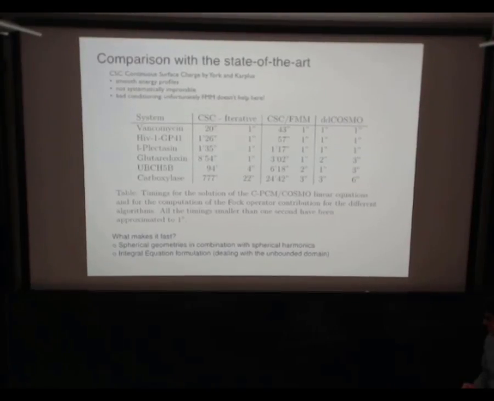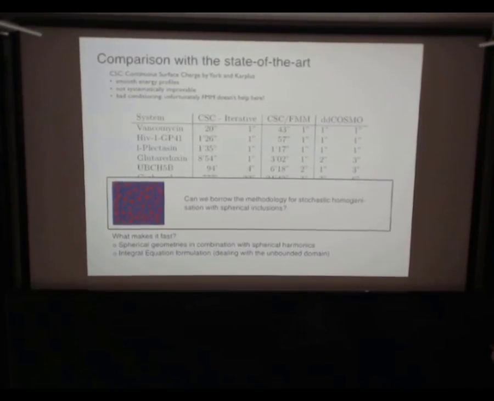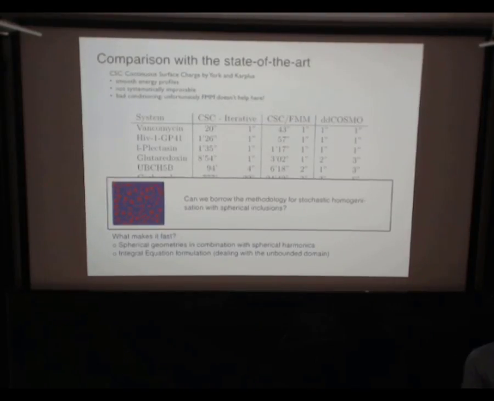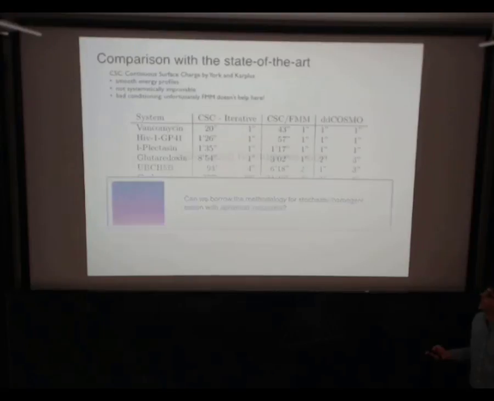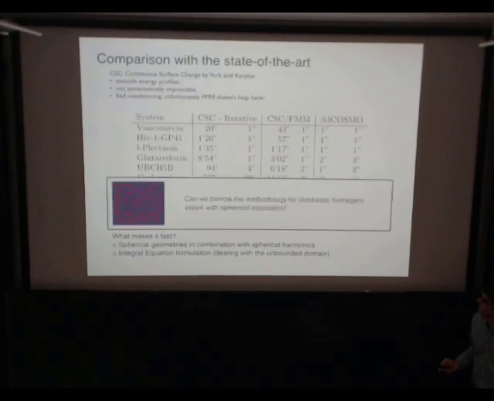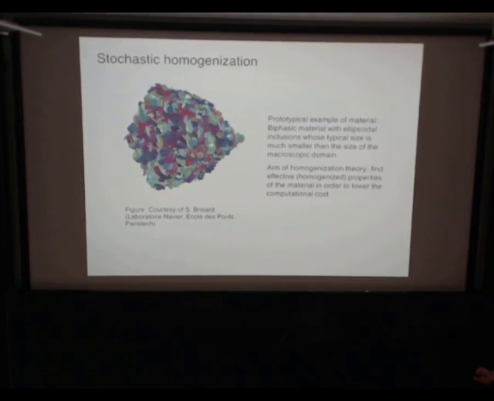So the question we were asking is, can we borrow this methodology for stochastic homogenization in the particular case when we have spherical inclusions? Because then it looks promising that we can use certain tools such as spherical harmonics, because we have spherical geometries, integral equations, and so on in this framework. Okay, so let's come to the stochastic homogenization.